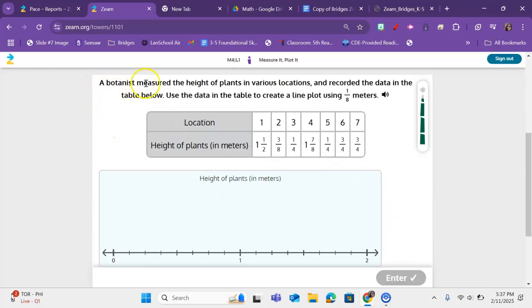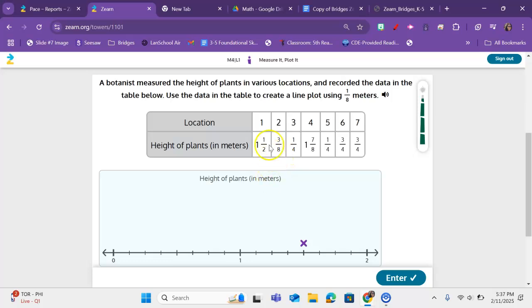All right, a botanist measured the height of plants in various locations and recorded the data in the table below. Use the data in the table to create a line plot using 1/8 meters. Okay, so there's going to be 8 lines between these. We just need to plot the data. Okay, so the height of the plant. So plant number 1 is 1.5. So I've got my 1 right there. And my half is going to be my darkened line right here. If you're not sure about it, there should be 8 lines. Half of 8 is 4. So 1, 2, 3, 4. So this should be 1.5.